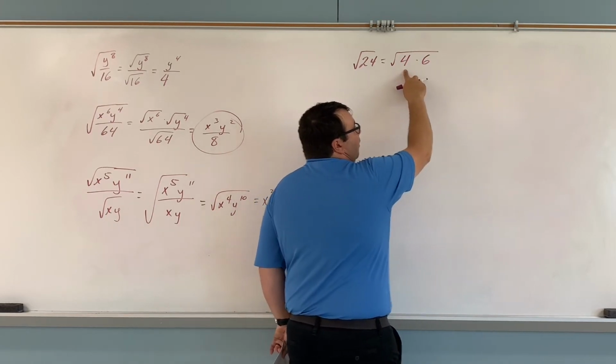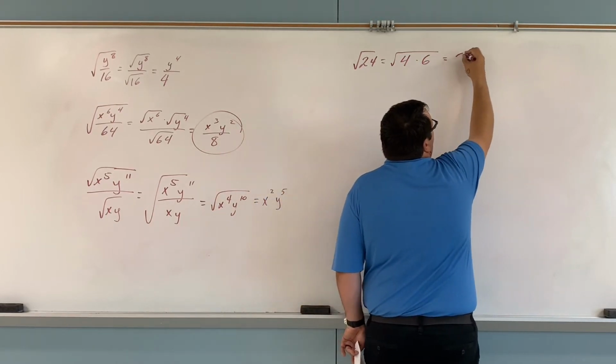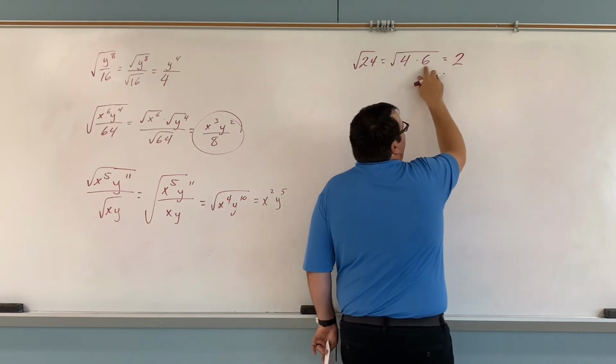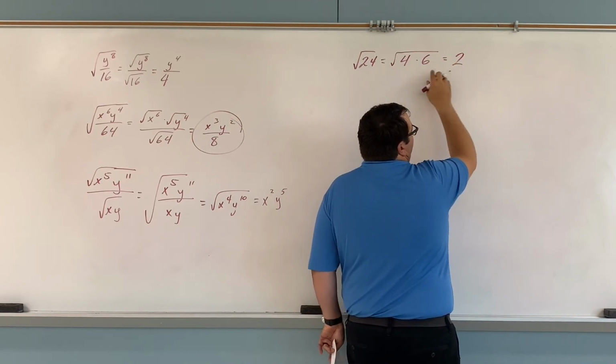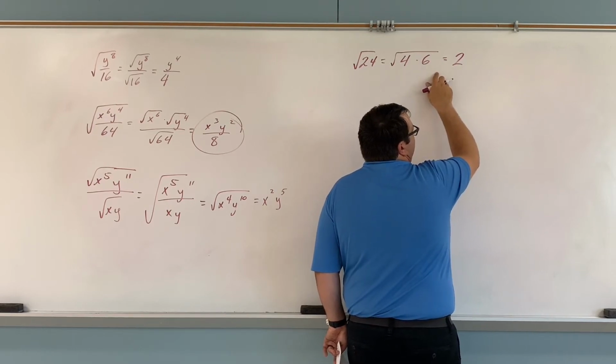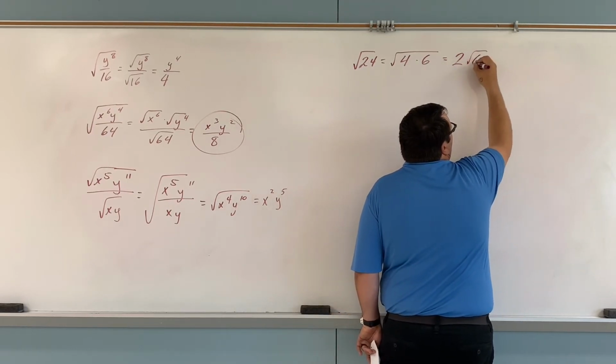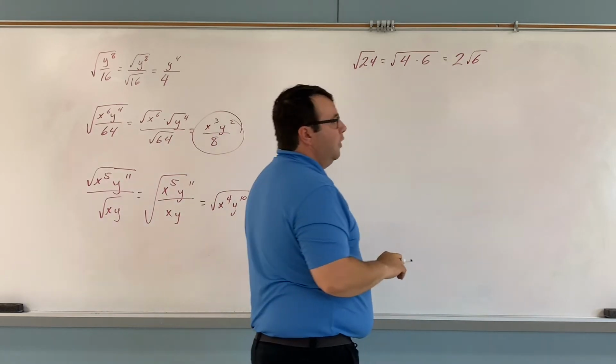4 has a perfect square root, so I can pull that out. That's going to be 2. Now, the 6 doesn't break down into a perfect root. It's 2 and 3 once you actually break it down, so leave it alone. You have 2 square root of 6.